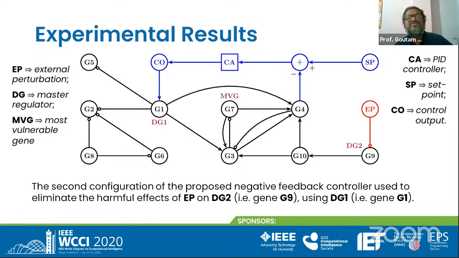Thirdly, if the network is very, very big and the number of master regulators is high, it may be possible that I have to use multiple controllers to mitigate the effect of multiple EPs. That is called MIMO, multiple input, multiple output controllers. So MIMO controller is a fertile research area in this particular domain.